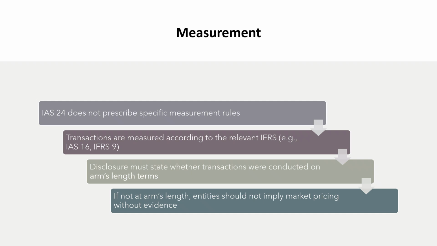IAS 24 does not introduce its own measurement rules. Transactions are measured using the relevant IFRS, such as IFRS 9 or IAS 16. However, IAS 24 requires entities to state whether transactions were carried out at arm's length, meaning normal market terms. If they were not, the company should not suggest that they were unless there is proper evidence.